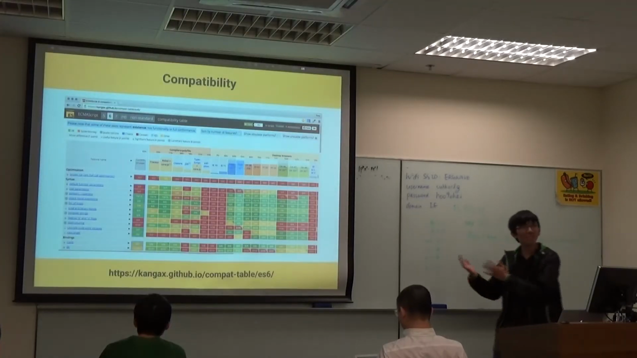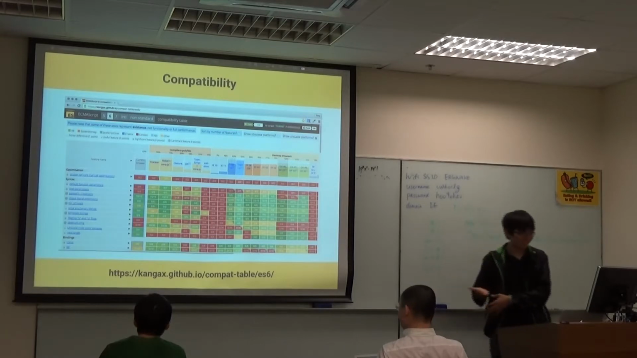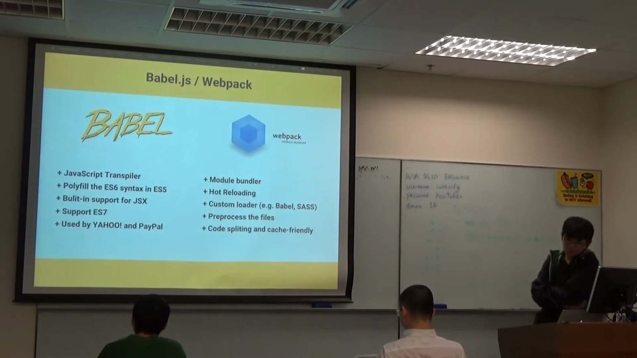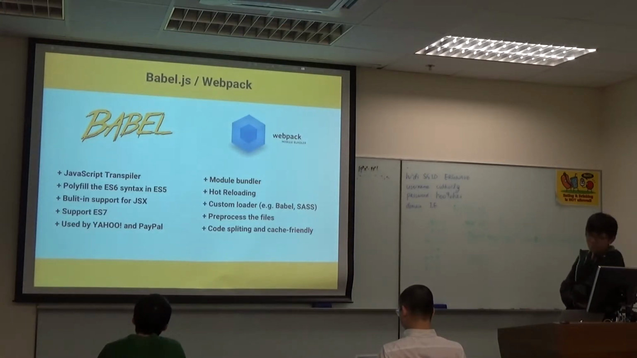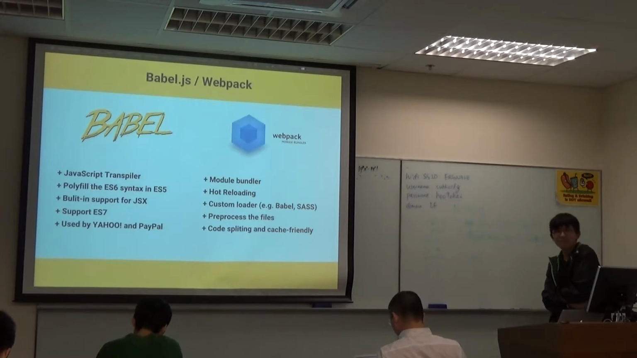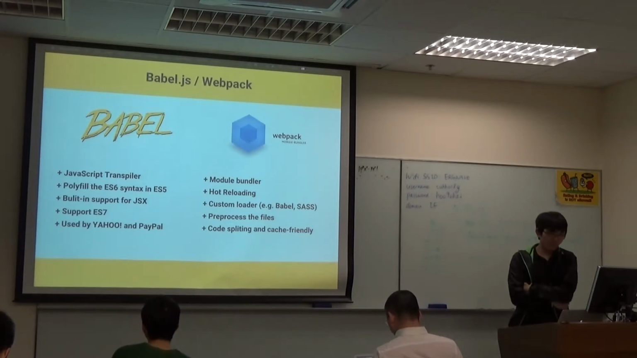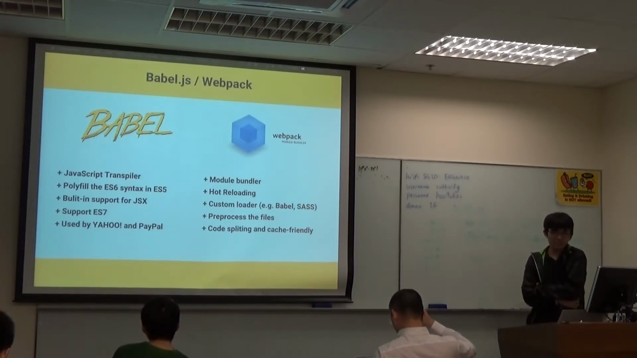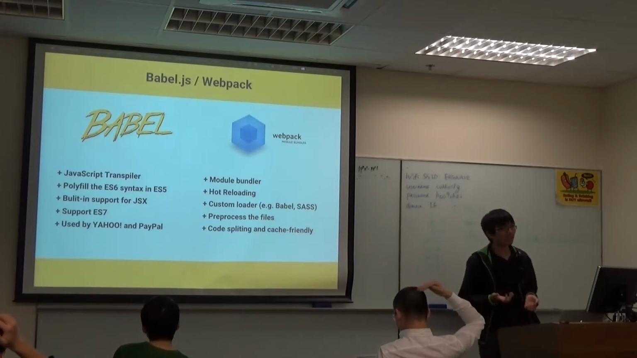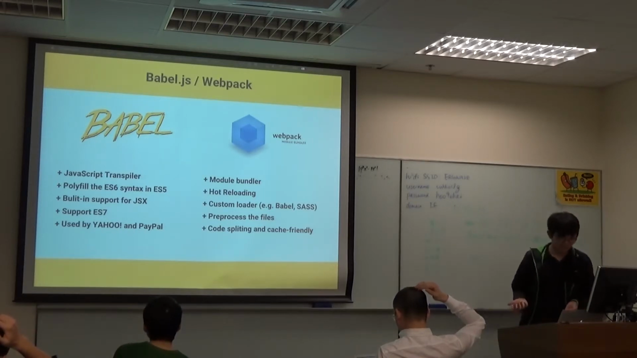So if you don't want to look at a compatibility table, what can we do? There are two useful tools in your development environment. The first one is called Babel.js. Babel.js is a JavaScript transpiler. It transpiles the features in ES6 to ES5. It can transform your JavaScript file from ES6 syntax into ES5 syntax.